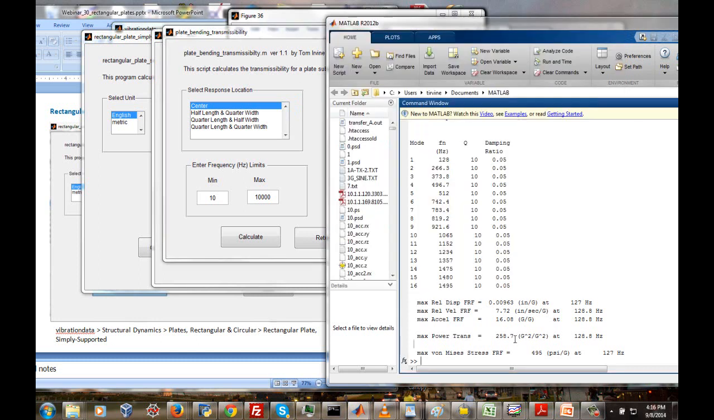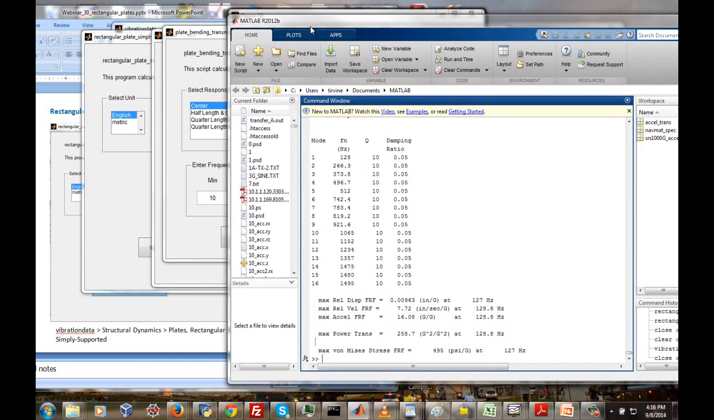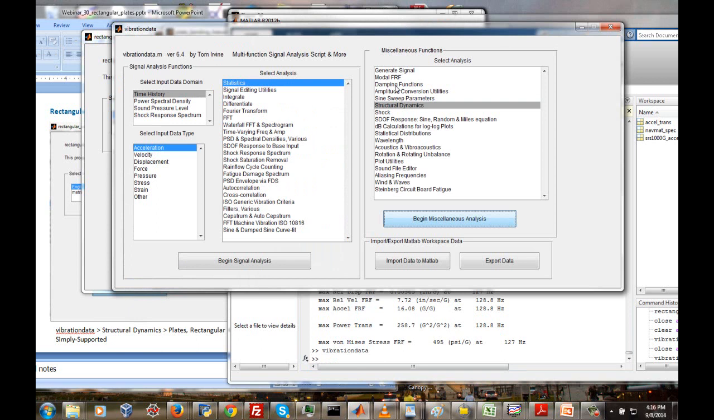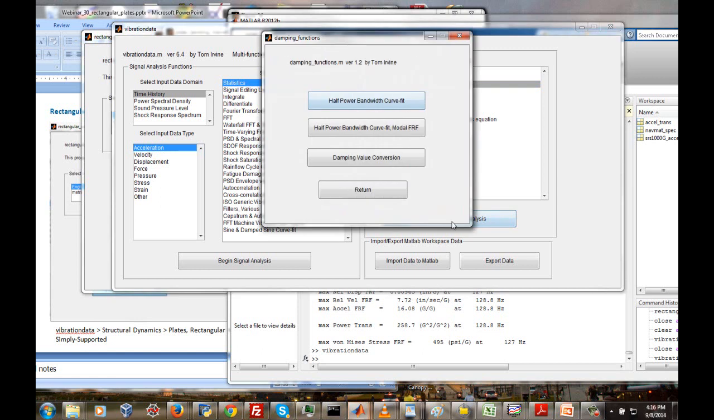Now we're going to go back and do something that we haven't done in quite a bit, but we did it early on in the webinar series. We are going to take a look at damping. We already know that Q is equal to 10 for all the modes because we specified that. Let's pretend we have measured data instead of analytically generated data. So let's go to damping functions, and we're going to do the half-power bandwidth curve fit.